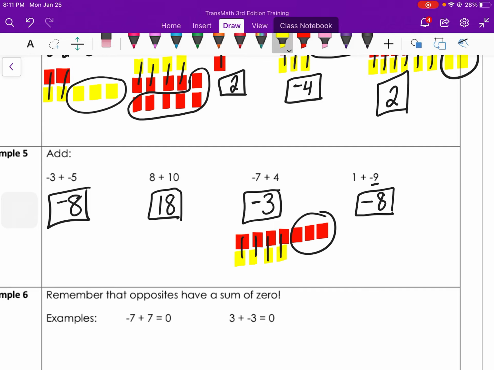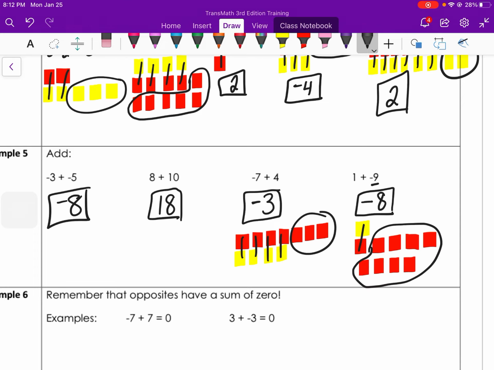You can look at it with your visual. You have 1 positive, and then you have 9 negatives. 6, 7, 8, 9. So 9 take away 1. There are 8 negatives left.